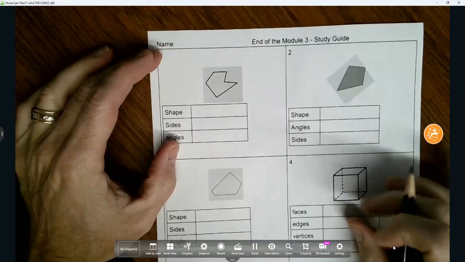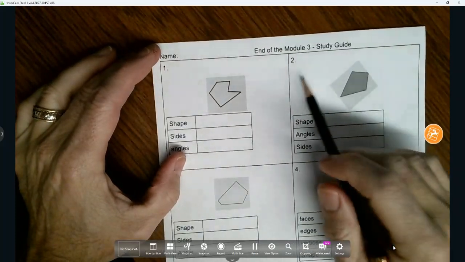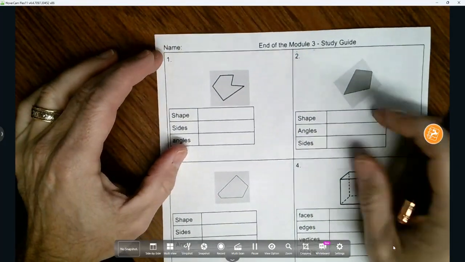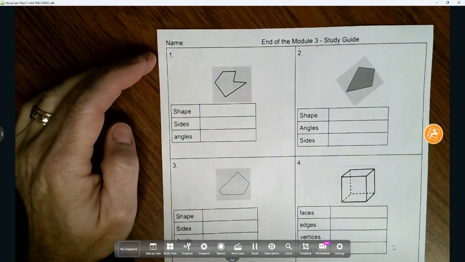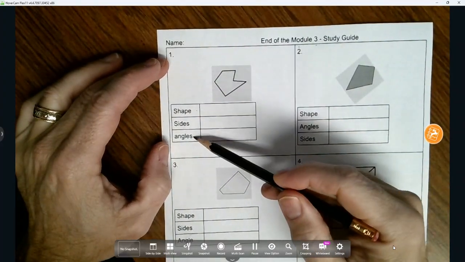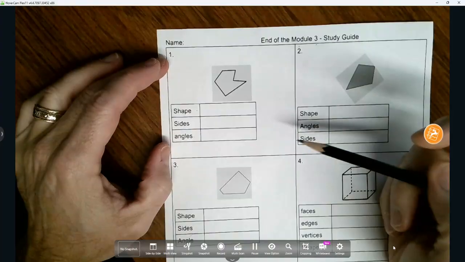All right, let's get into this. So this is the second grade Eureka Math Squared Module 3 study guide for that assessment. Our first one, we want to know what shape it is, how many sides it has, and how many angles it has. All right, let's do the sides first.